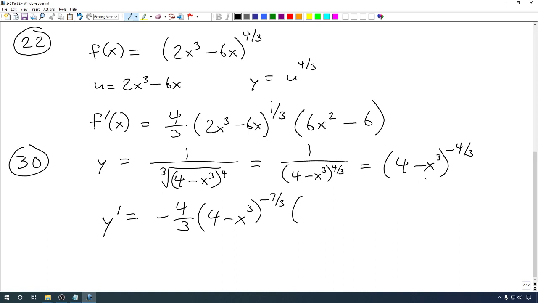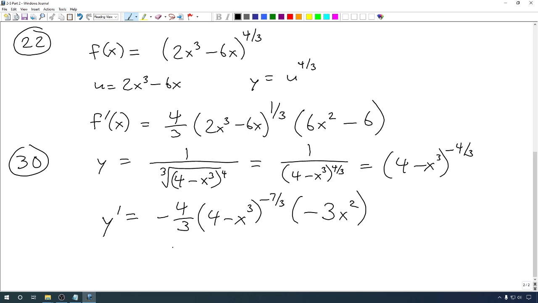And now we need to multiply by what's inside, the derivative of what's inside there. Derivative of 4 is 0. Derivative of x cubed is a 3x squared. Of course, we still have the minus in front of that x cubed, so that'll be a minus 3x squared.